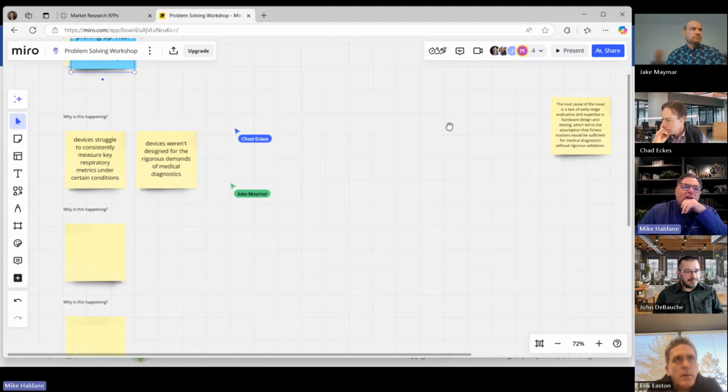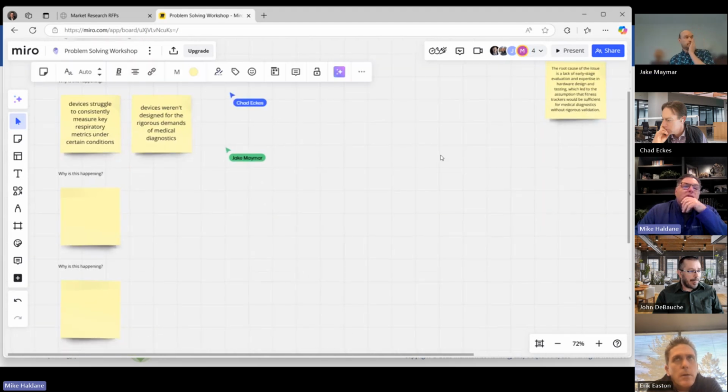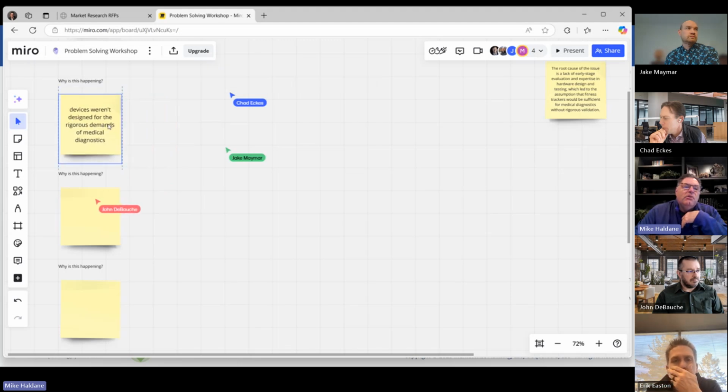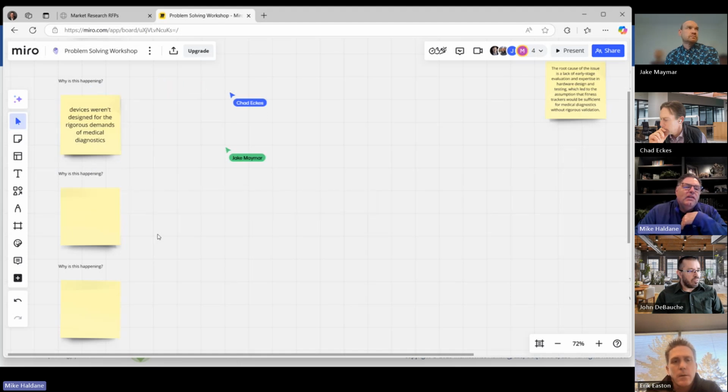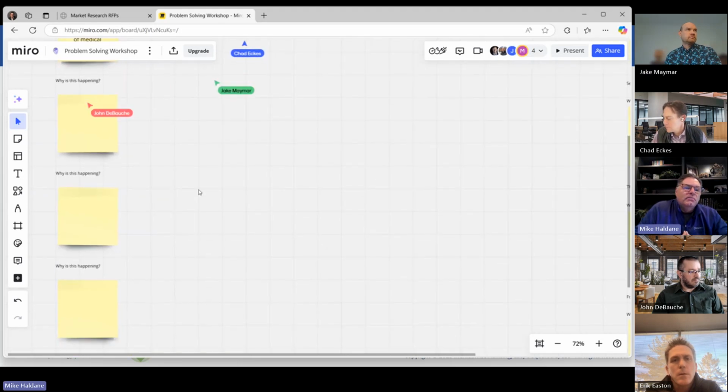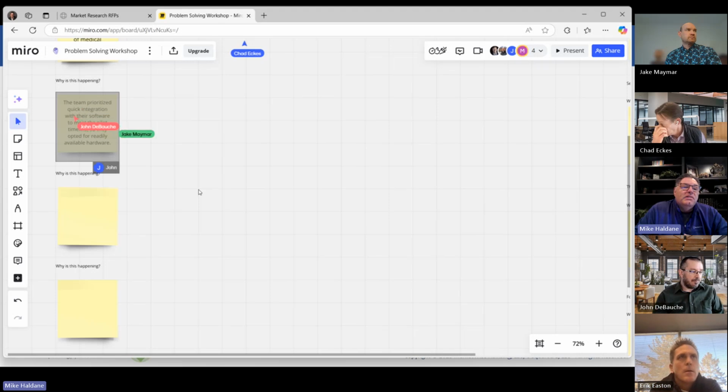We're not going to spend a huge amount of time on this exercise. Okay, so devices struggle to consistently measure respiratory metrics under certain conditions. And devices weren't designed for the rigorous demands of medical diagnostics. It doesn't really matter in this brief exercise which one most accurately depicts what's going on. I'm just going to move this one over and assume that that's why we think that's happening, which I think seems completely logical. But now the question is, why weren't the devices designed for the rigorous demands of medical diagnostics? That's our next why. So Eric, Jake, and John, feel free to add your ideas there.